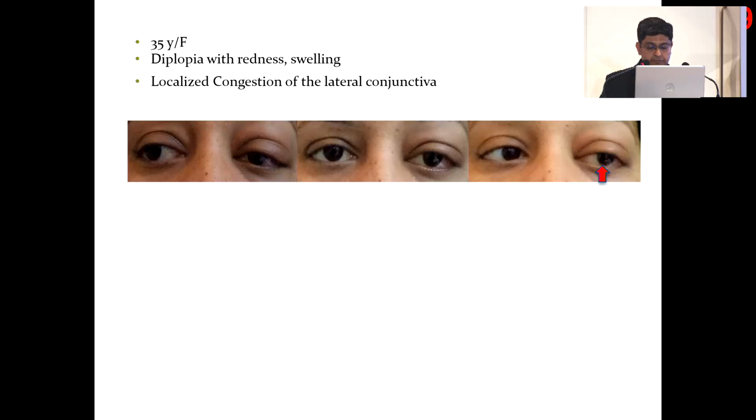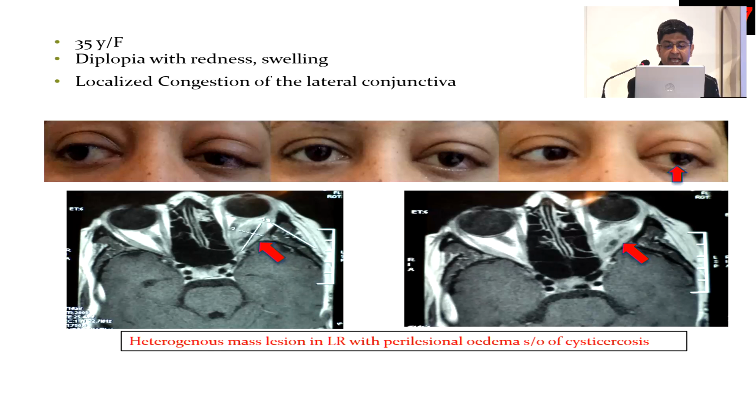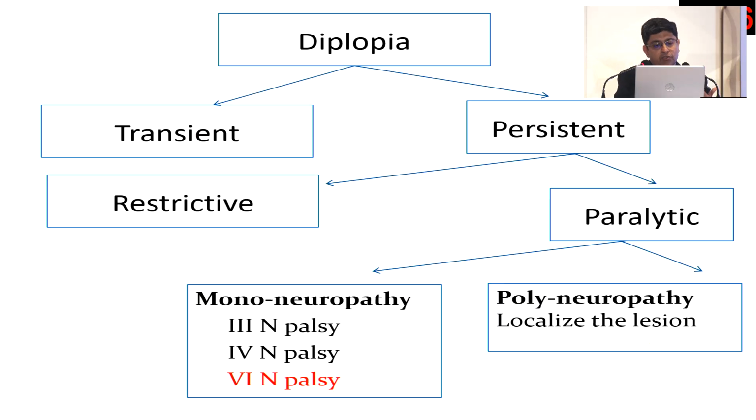So this patient had localized cysticercosis of the lateral rectus. So again, you need to understand the clinical presentation, localize the lesion, and try doing investigation. If you had thought this was a sixth nerve palsy and done an MRI brain without actually looking at the orbits, you would have missed this diagnosis. So that's the most important thing.